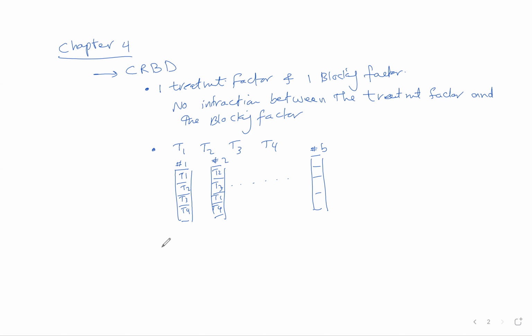And the statistical model in this case is Yij equals mu plus tau i, the effect of the treatment factor, plus beta j, the effect of the blocking factor, plus epsilon ij. I is for the treatment factor, how many levels, how many treatments. J is how many blocks, how many times each treatment is tested. I equals 1 up to A, the number of treatments. J is 1 up to B, the number of blocks.